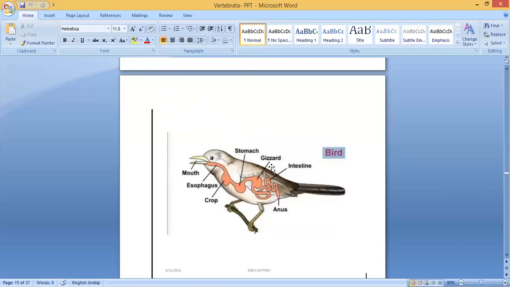Which are the different parts of the bird? You can see here the mouth, the beak, this is the esophagus or food pipe. I told you the stomach has three parts: crop, stomach, and gizzard. Here it will store food. Here digestion will take place. Here again the food gets ground, in this organ, that is the gizzard. Then intestine, and anus. So these are the different parts of the alimentary canal, or the digestive system.